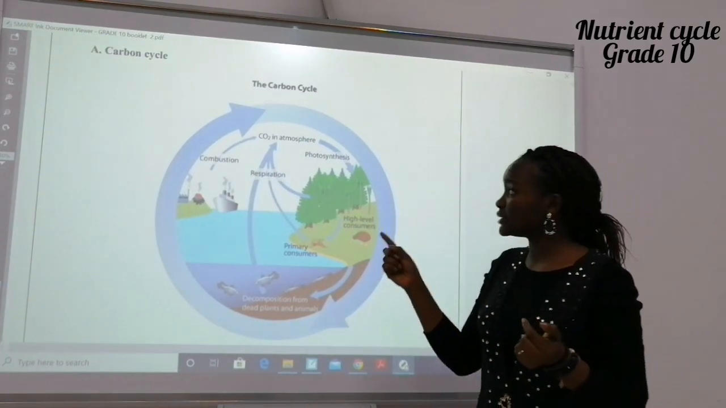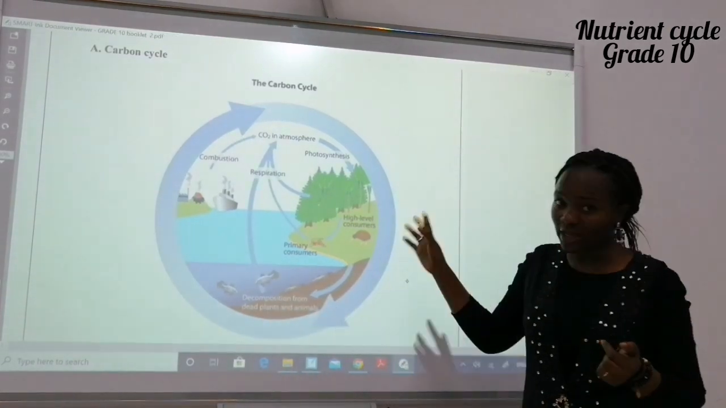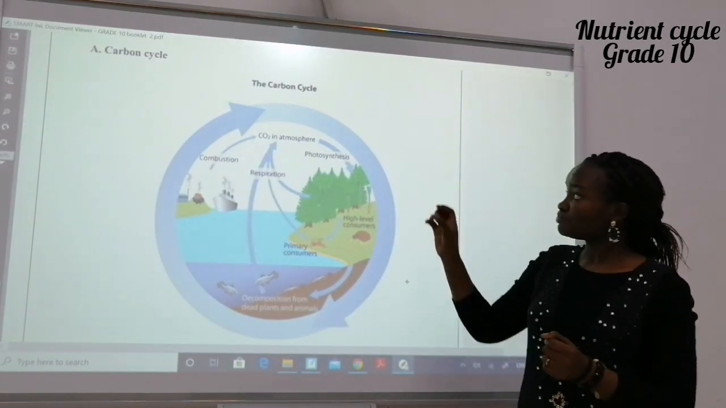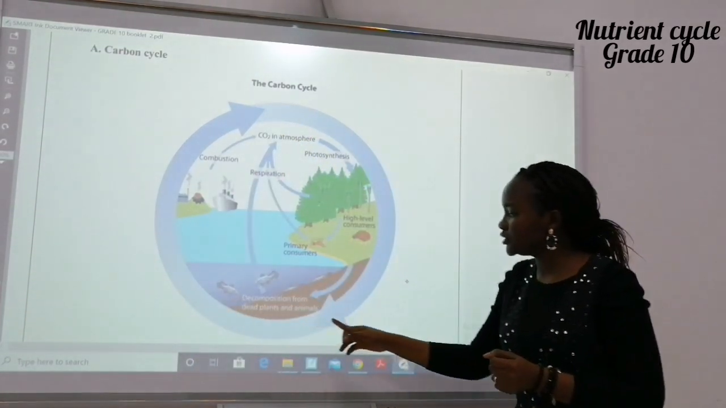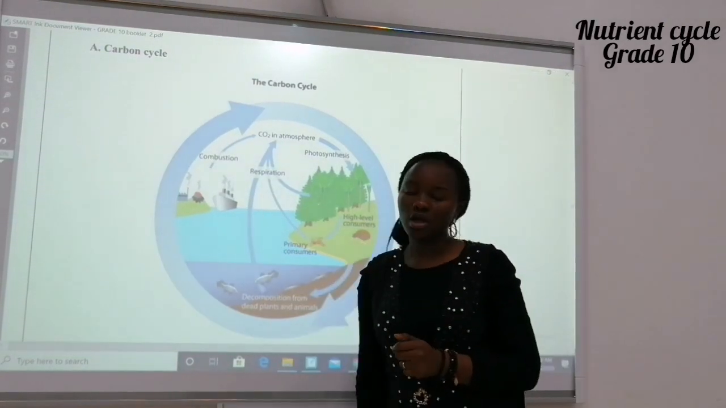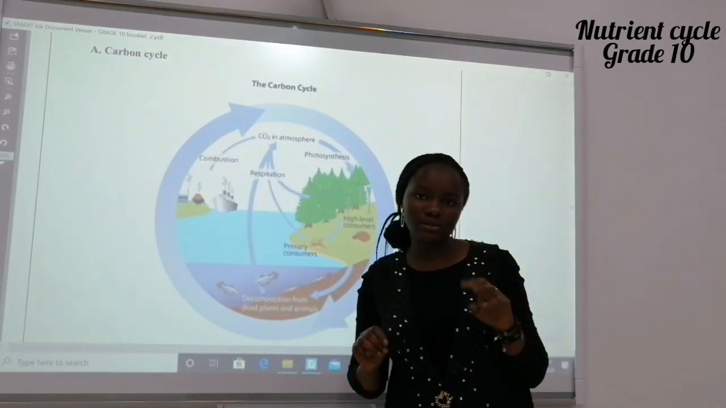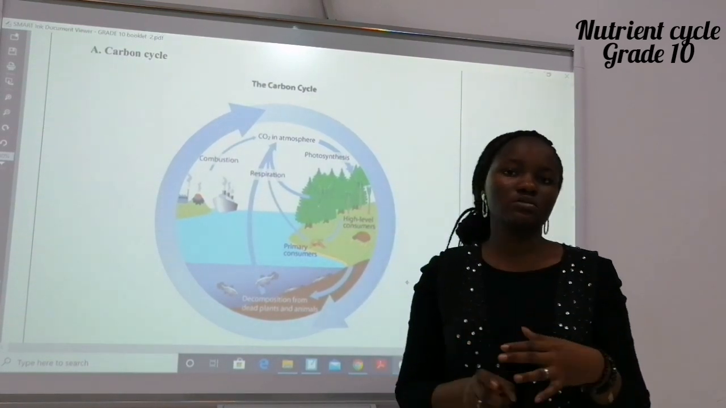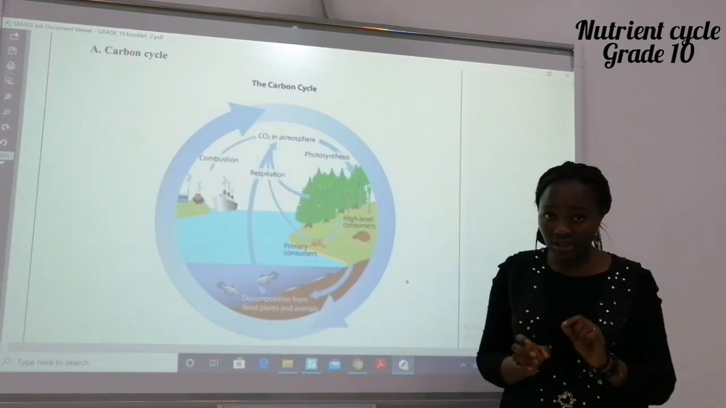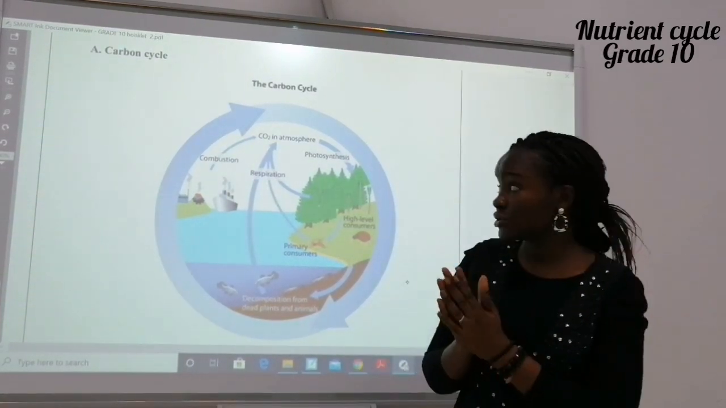When we talk about the nutrient cycle, remember that the word cycle is circle. The shape circle keeps going on and on like that, so that is why we call it a nutrient cycle. That means they go back to the point, then start again. In this chapter we'll be discussing 3 nutrient cycles: the carbon cycle, the water cycle, and the nitrogen cycle. But in this class, we'll only discuss the carbon cycle.